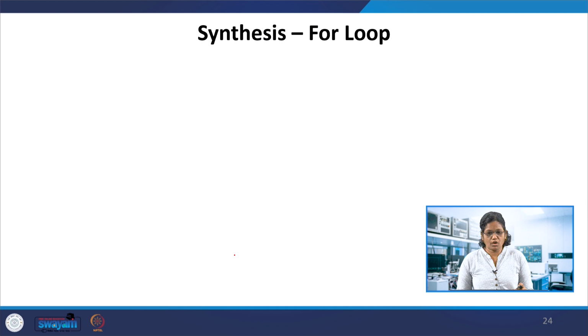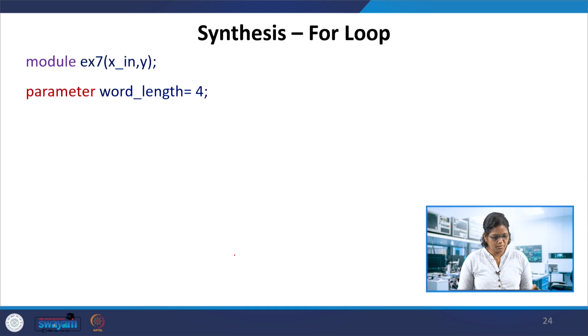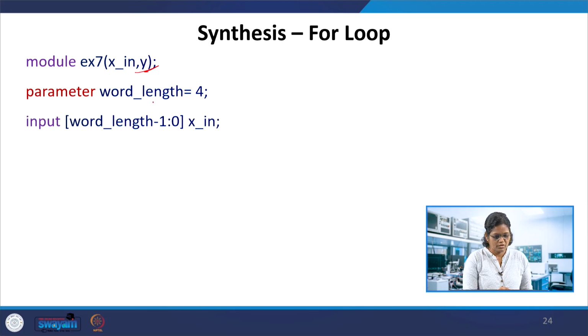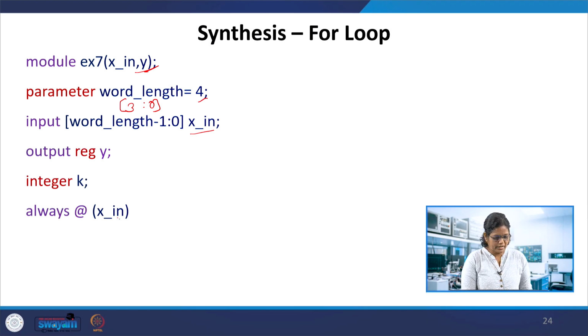So, how does the for loop get synthesized into code? Suppose for example, module with input x in and output y. A parameter word length of 4 is specified, so x in is word length minus 1 to 0. That means 0 to 3, so x in is 4 bits. Output reg y and integer k. Always at x in. So, x in is 4 bits now.